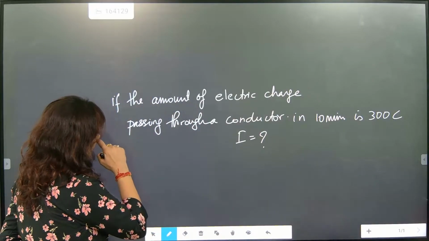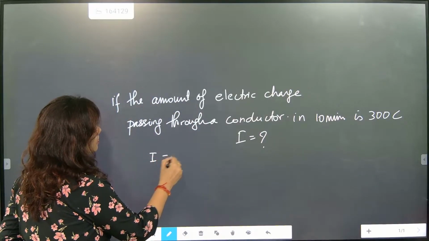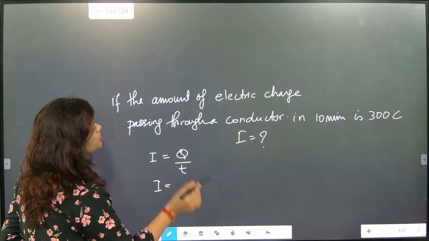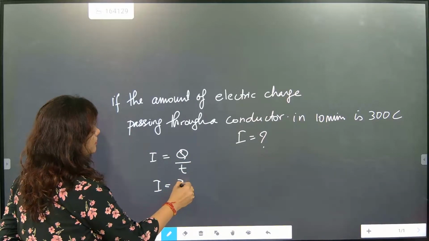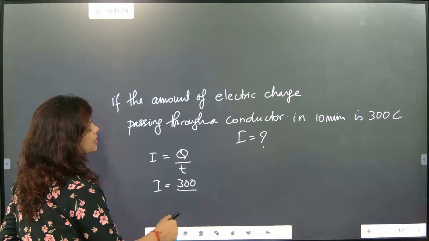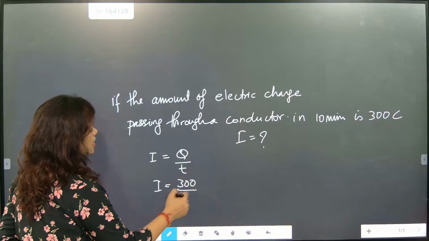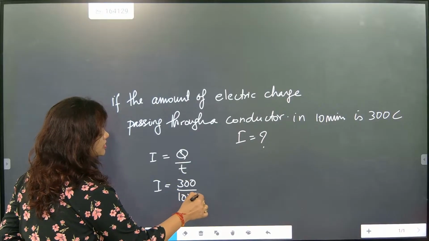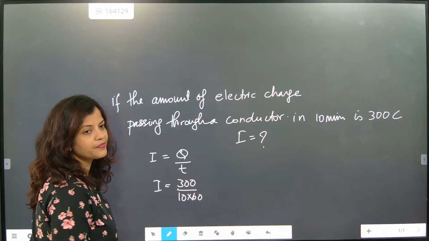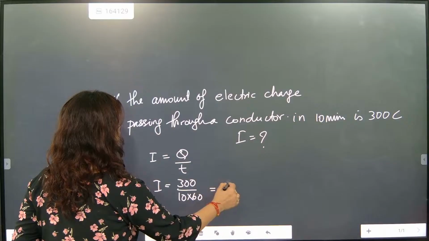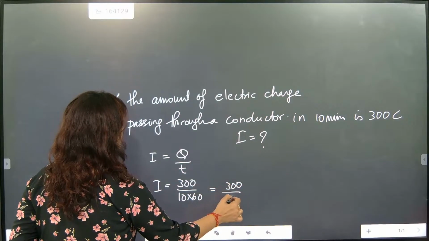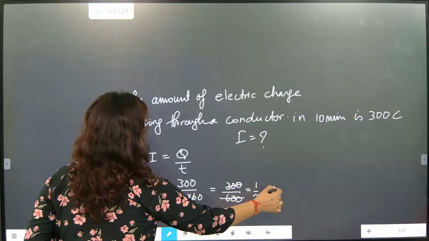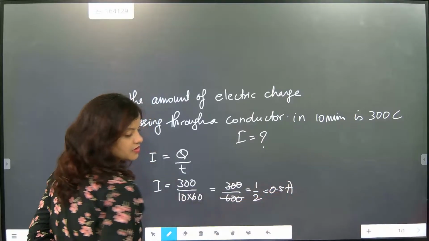Here when you are writing the formula, I will be equal to Q by T. Charge is 300. And time is 10 minutes, which will be converted into seconds, 10 into 60, so 600 is coming. Current is 300 by 600. Cancel 1 by 2. So 0.5 ampere.